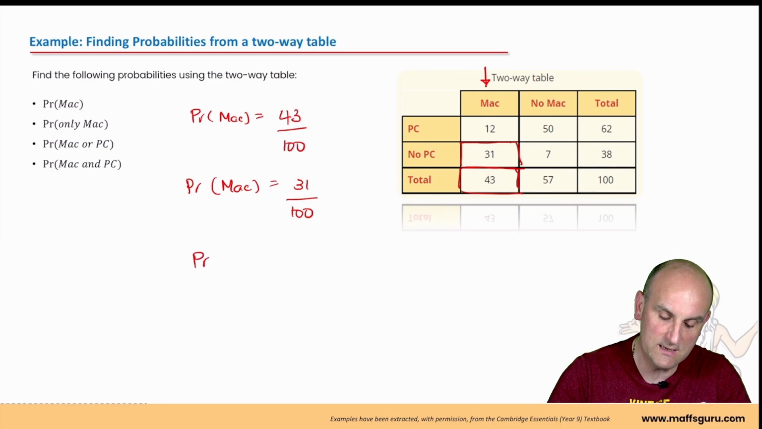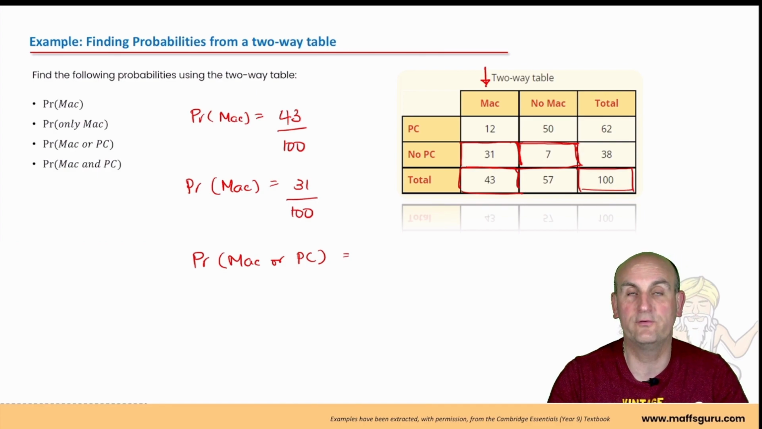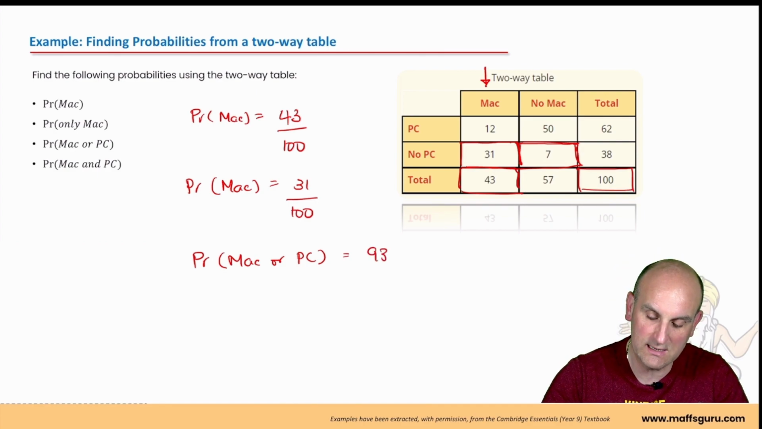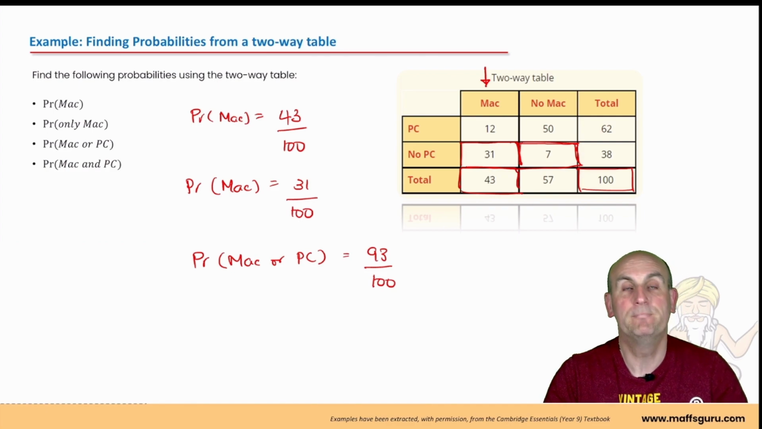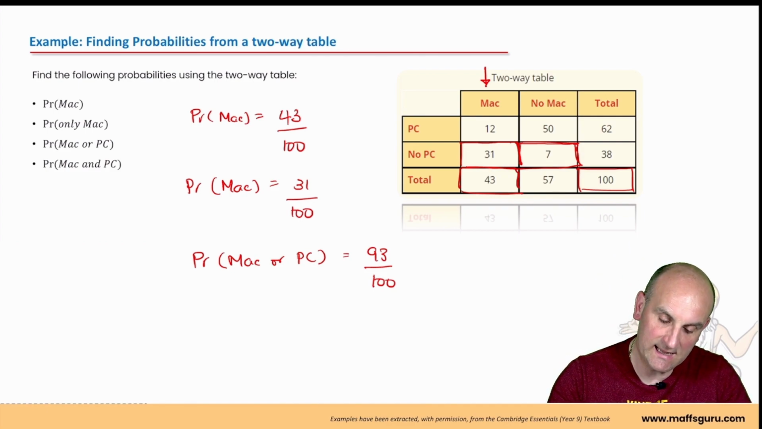The probability of a Mac or a PC. Now in this situation, again, I probably would have looked at the people who didn't own a Mac or a PC and taken it away from my total there, which is 100. So that would have given me my 93 on 100. Another way to remember it is when you are doing an OR, you are basically going to add together the boxes I'm about to shade in.